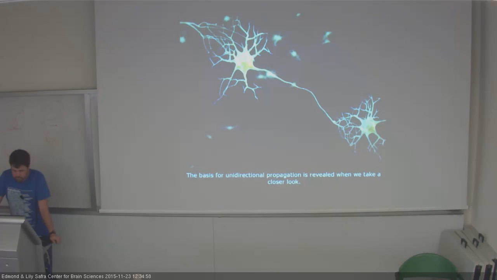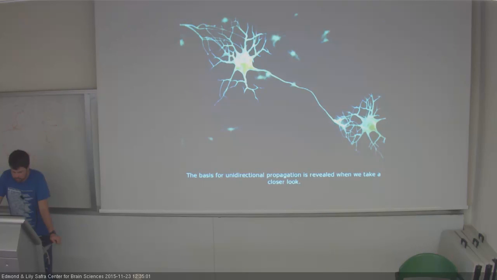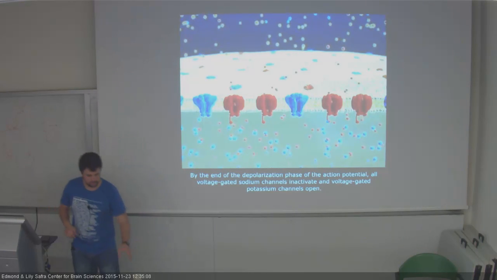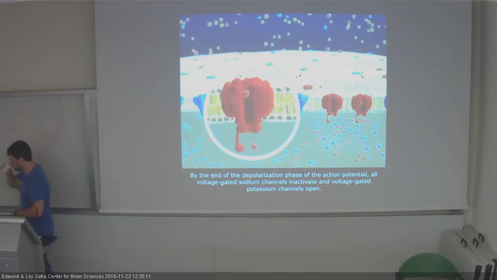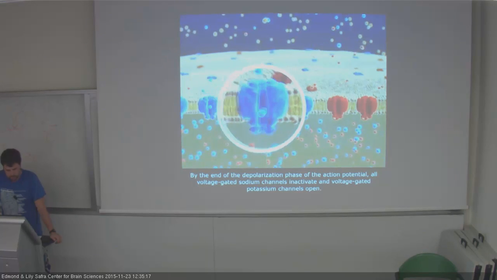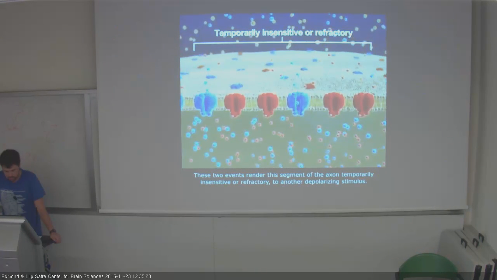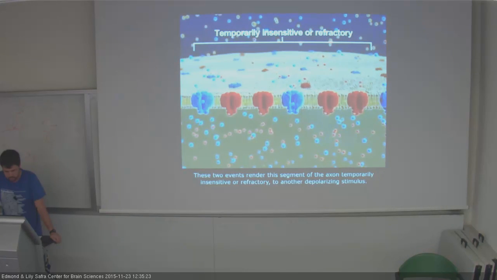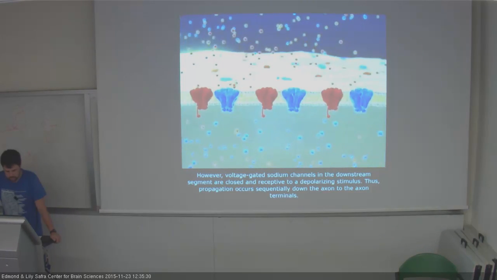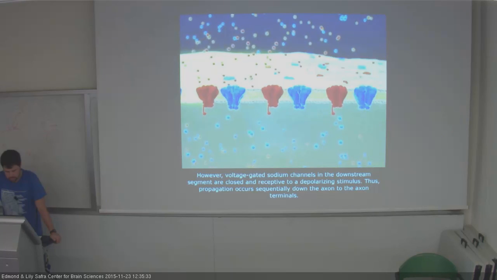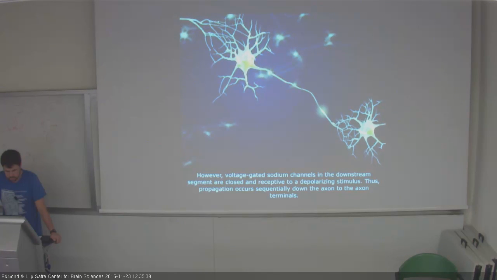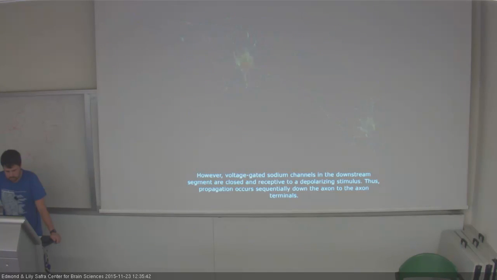The basis for unidirectional propagation is revealed when we take a closer look. By the end of the depolarization phase of the action potential, all voltage-gated sodium channels inactivate and voltage-gated potassium channels open. These two events render this segment of the axon temporarily insensitive or refractory to another depolarizing stimulus. However, voltage-gated sodium channels in the downstream segment are closed and receptive to a depolarizing stimulus. Thus, propagation occurs sequentially down the axon to the axon terminals.